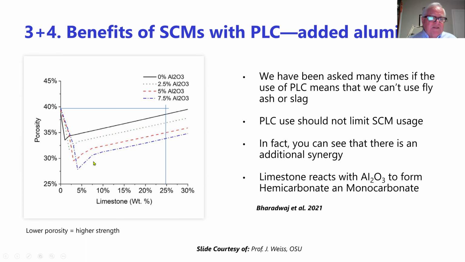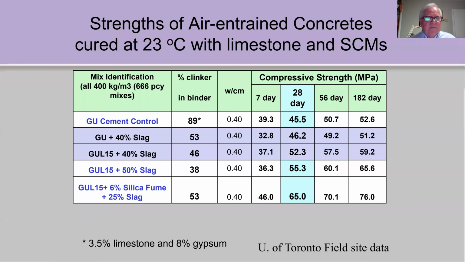We can get more aluminates that will react with the calcium carbonate, forming carboaluminates, and we can bring that porosity down even lower, which means we can go to higher limestone contents and still get better, lower porosities, higher strength than we would have otherwise. So there's a real synergy between limestone and alumina-bearing SCMs.